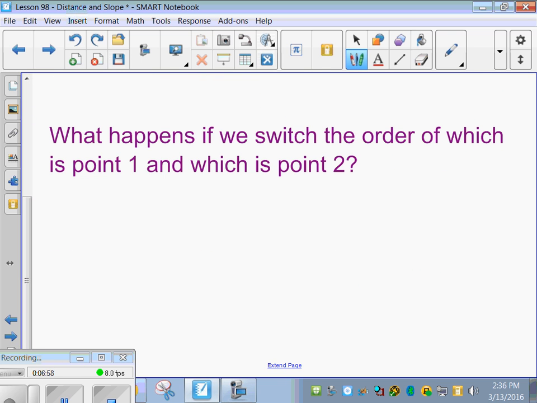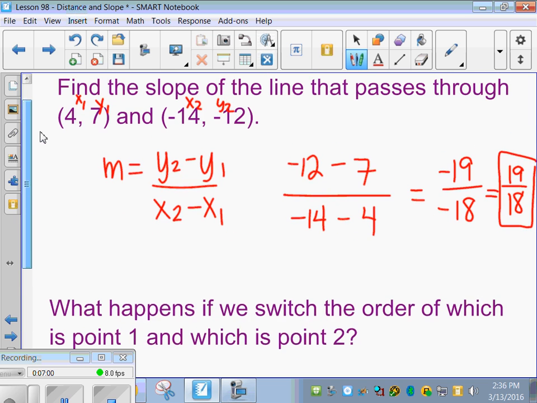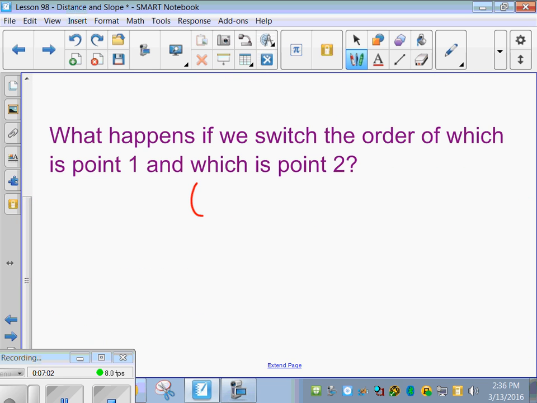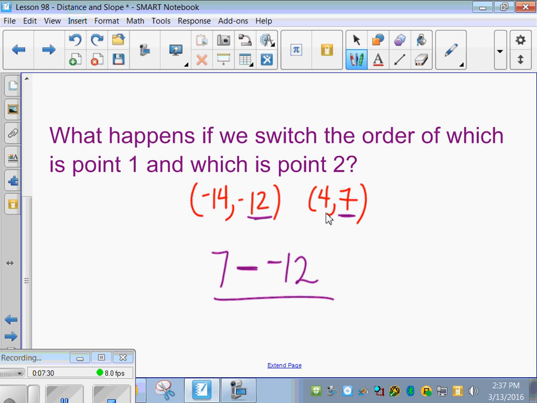All right, so what happens if we switch the order of the points? So let's say we put negative 14, negative 12 as our first point, and then 4, 7 as our second point. Is that going to change our answer? So let's see what happens. We would take the second y minus the first y. Now be careful here when you subtract this minus this. So it's 7. We're subtracting, because of the formula, and we're subtracting a negative 12. So there's two negatives, okay?